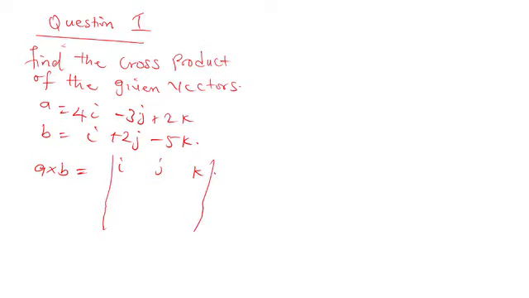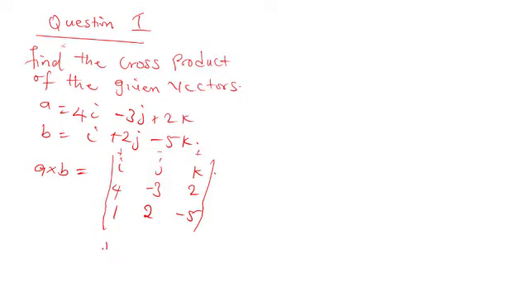So the first row has what we have under i, which is 4, here is minus 3, and here is 2. In the second row, we have 1, we have 2, and we have minus 5. We've succeeded in transforming it into a matrix. Now let's use the rule of the major axis. Remember, we have a plus, minus, and plus.